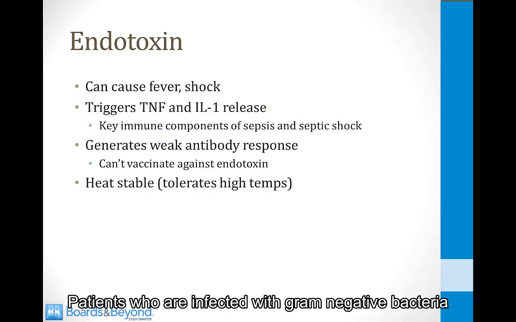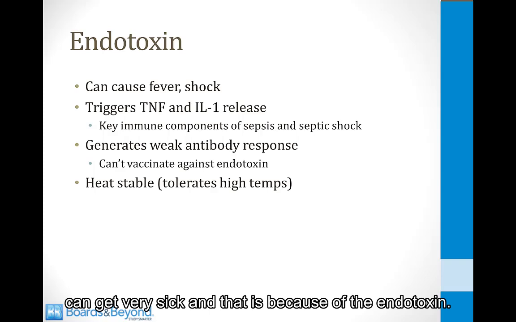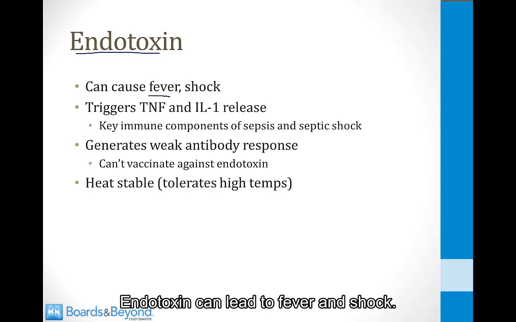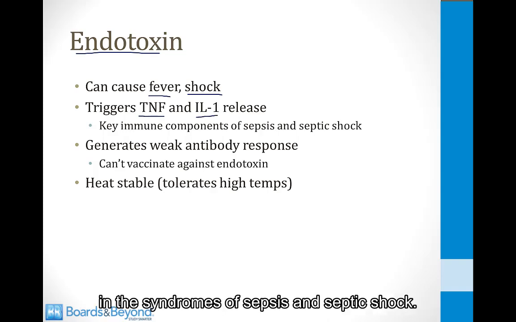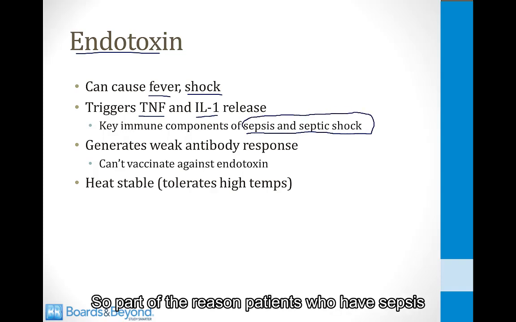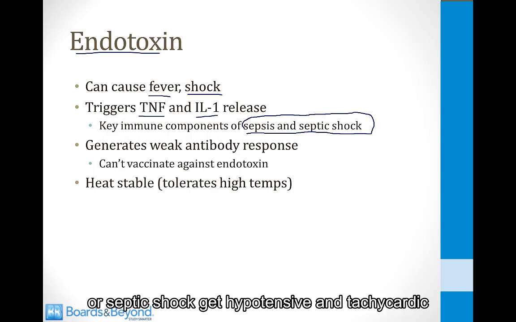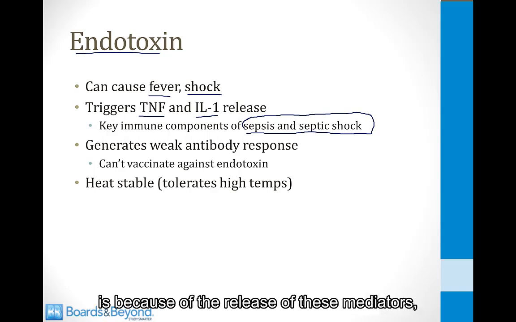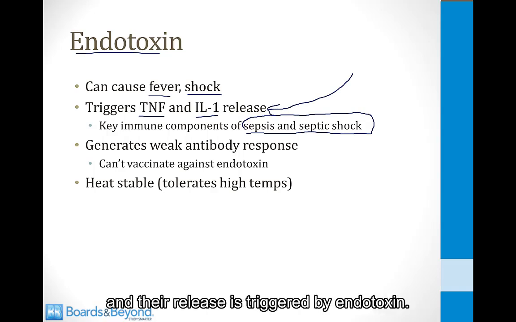Patients who are infected with gram-negative bacteria can get very sick, and that is because of the endotoxin. Endotoxin can lead to fever and shock. It triggers the release of TNF and IL-1, and these are very important immune components in the syndromes of sepsis and septic shock. So part of the reason patients who have sepsis or septic shock get hypotensive and tachycardic is because of the release of these mediators, and their release is triggered by endotoxin.